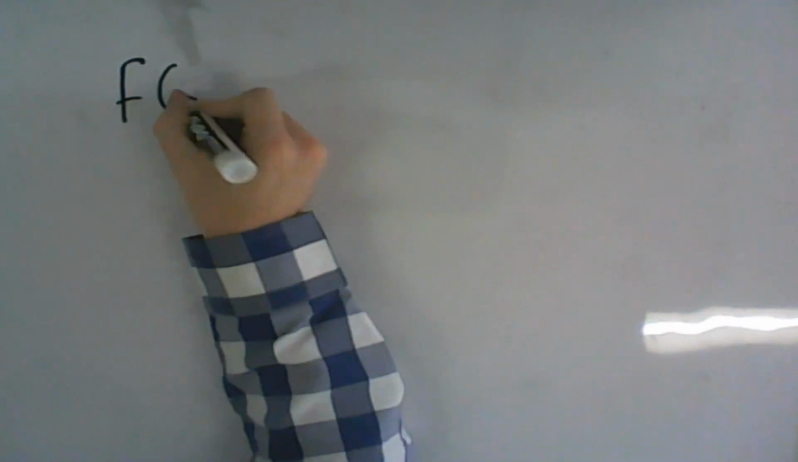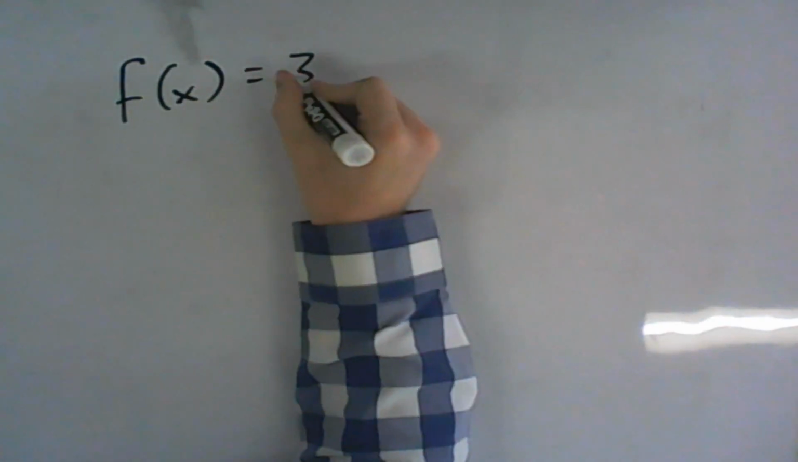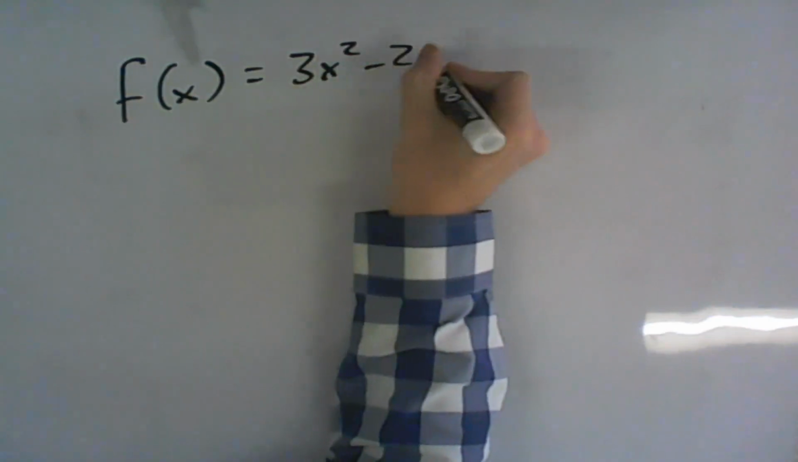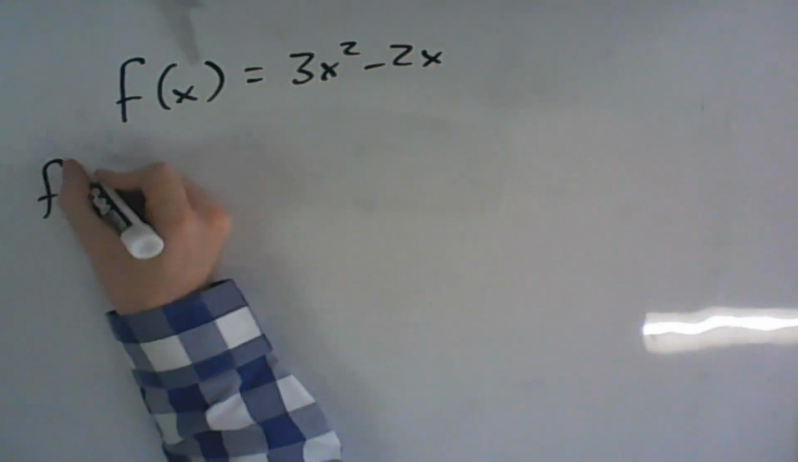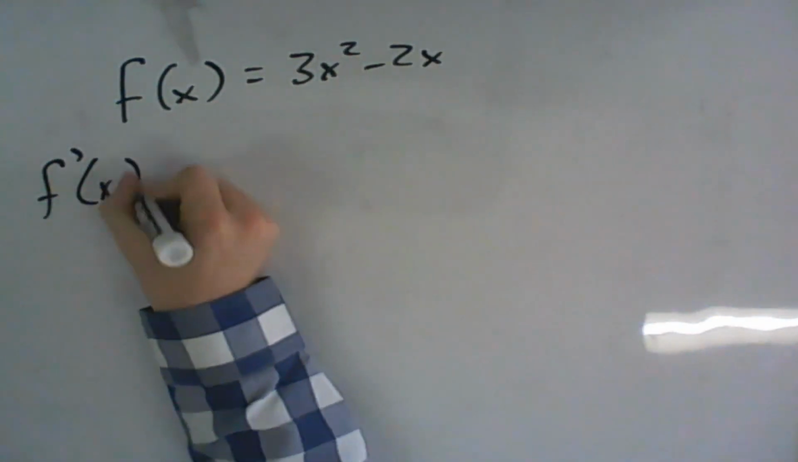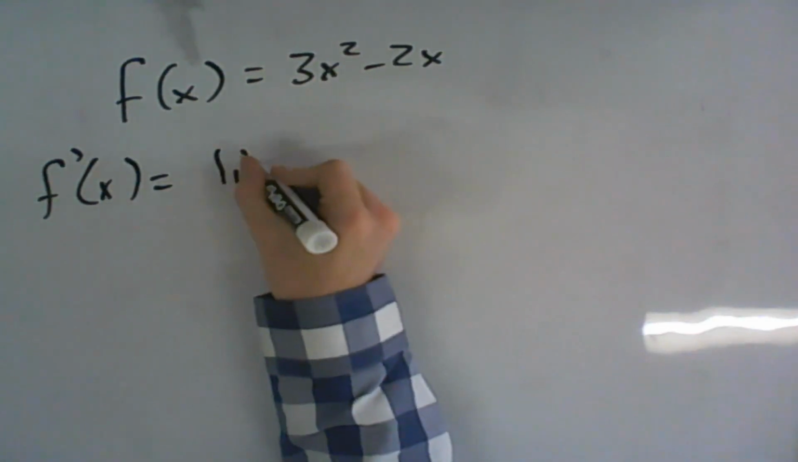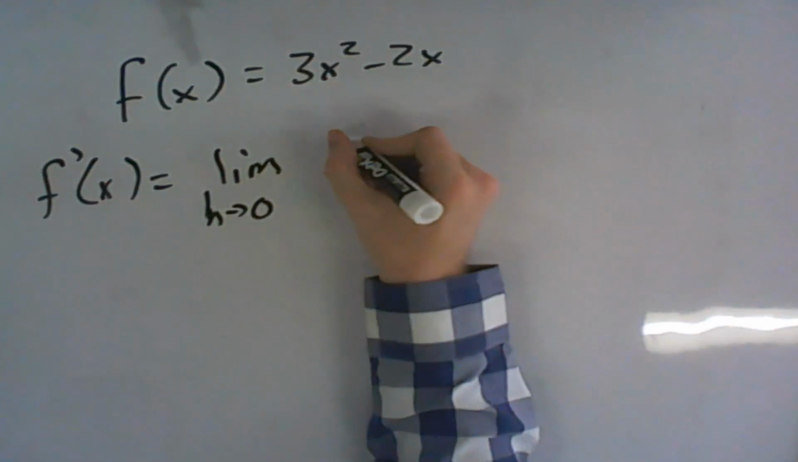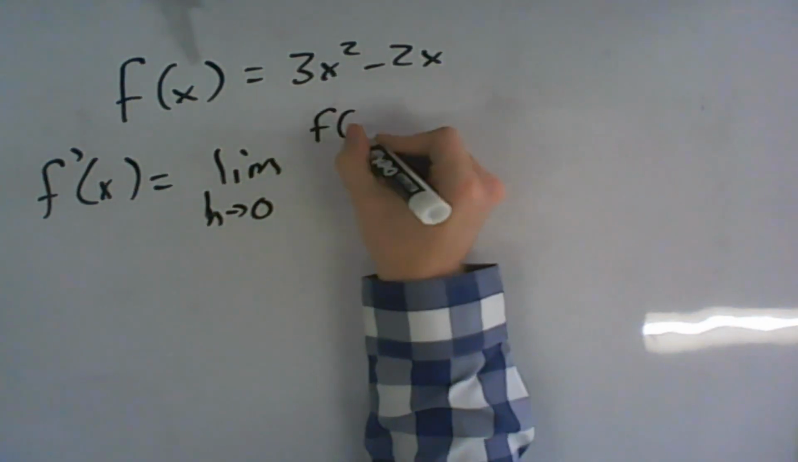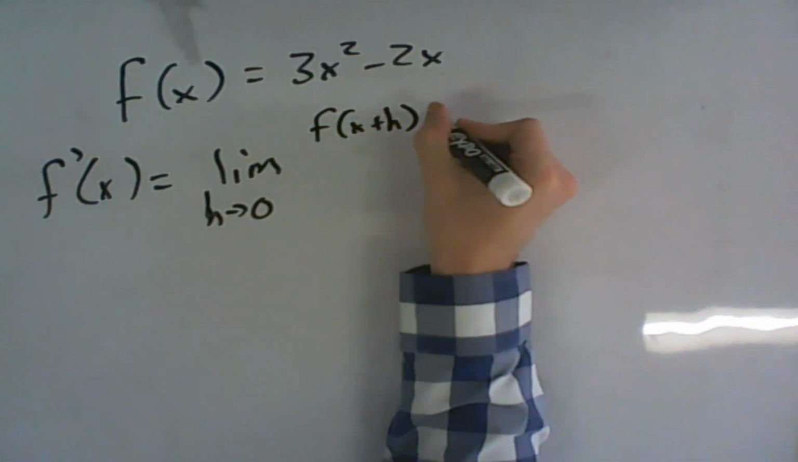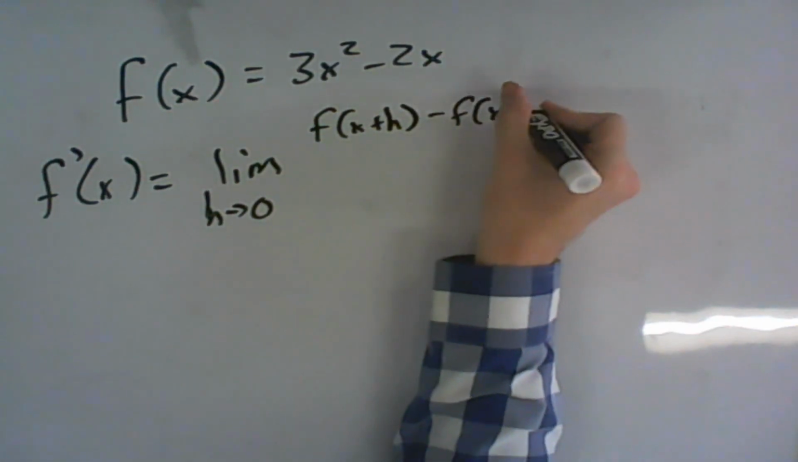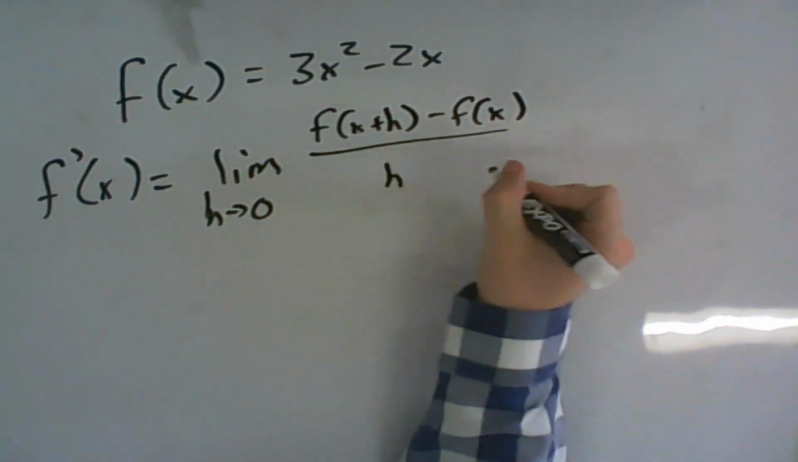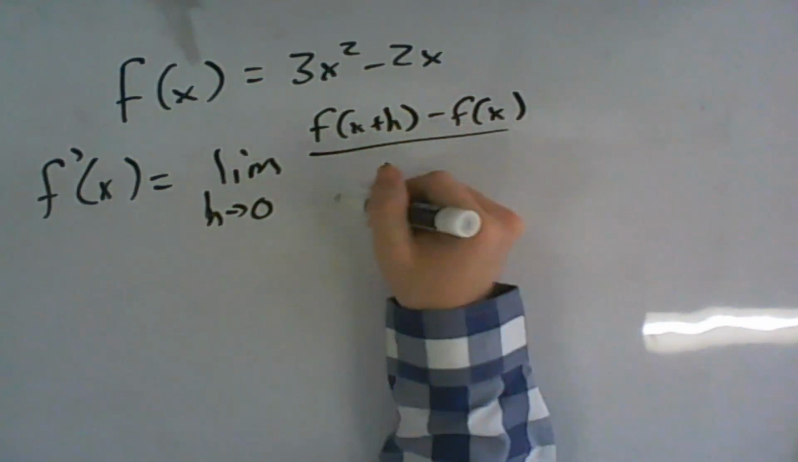Okay, so we're going to start with f of x equals 3x squared minus 2x. We're finding f prime of x, which equals the limit as h approaches 0 of f of x plus h. I don't need to write this every time; I'm writing it so that it gets stuck in your head. f of x plus h minus f of x, divided by h.